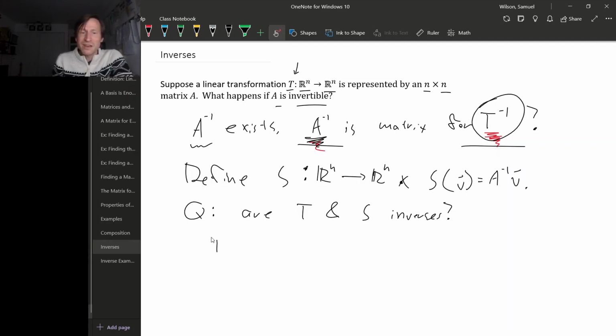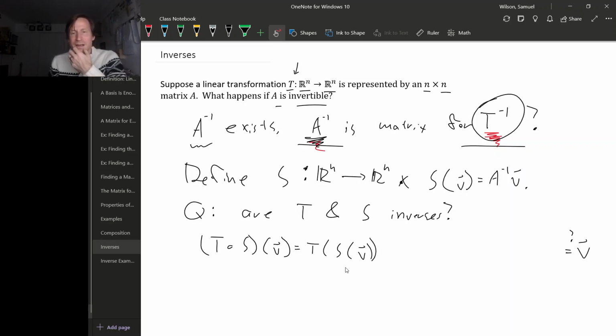Well, you compose them and see if you get back where you started, right? So we're hoping that after we do some sort of calculation, we get back just the vector v. So let's check. T composed with S, that's T applied to S applied to v. But what is this? The only thing we know about S is the formula for it, which is right here. So this is T applied to A inverse times v.